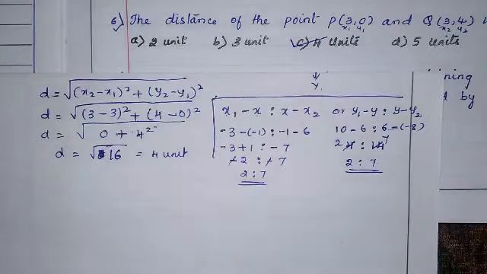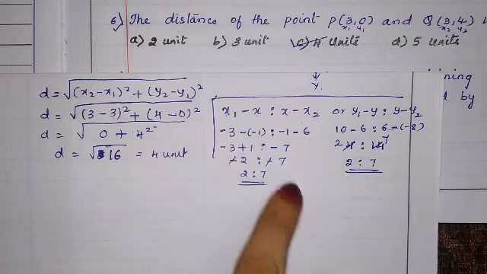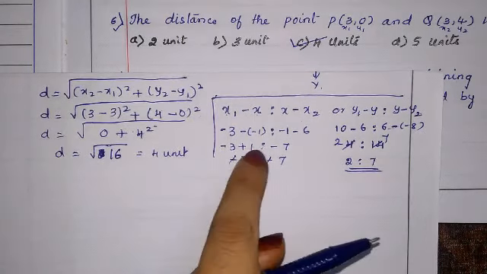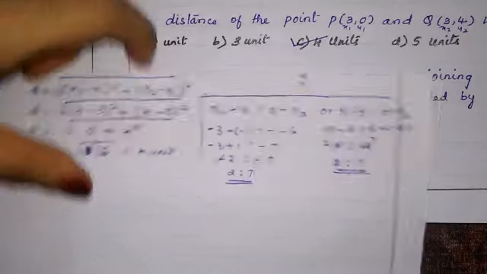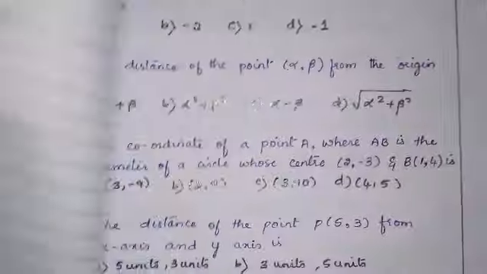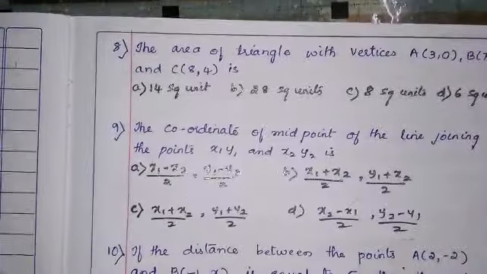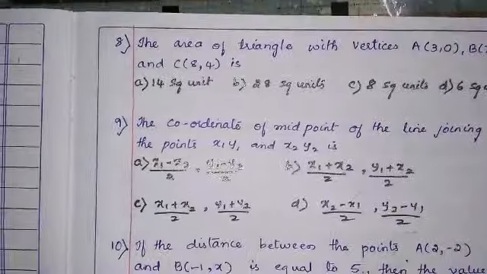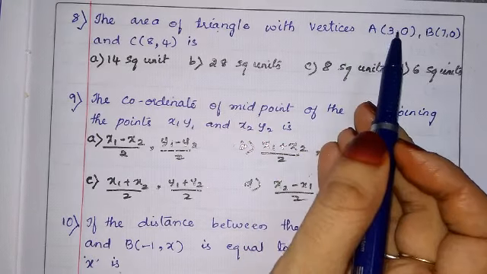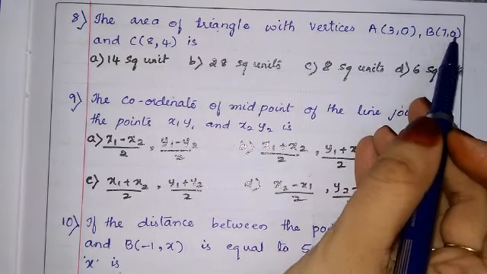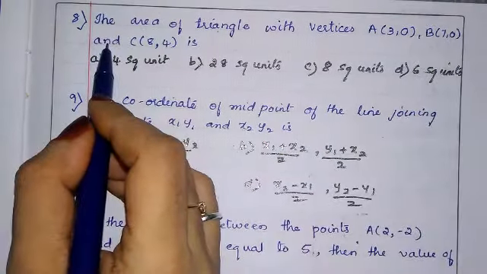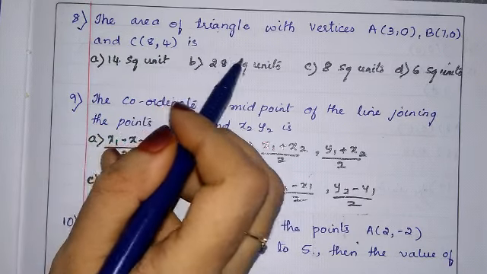Got it? It's a very easy method to find the answer, because they are not going to see our steps here. So in a direct way we can easily find it with this method. Okay, now the next question, question number 8. The area of the triangle with vertices A(3, 0), B(7, 0) and C(8, 4) is.